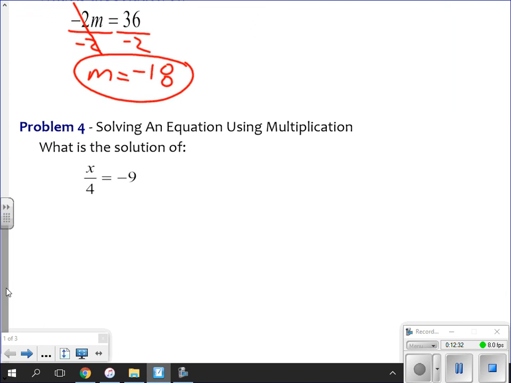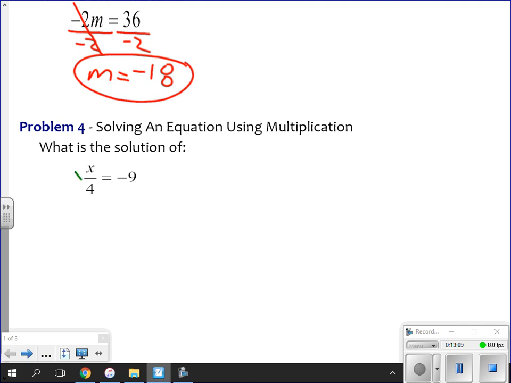Okay, problem number 4. Solving an equation using multiplication. On the left-hand side of my equal sign, what do I have going on there? What am I doing to the x? Yeah, x divided by 4. What's the opposite of division? Multiplication. So what am I going to multiply both sides by? 4. Multiply both sides by 4.